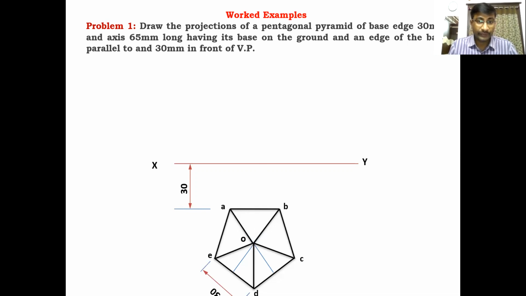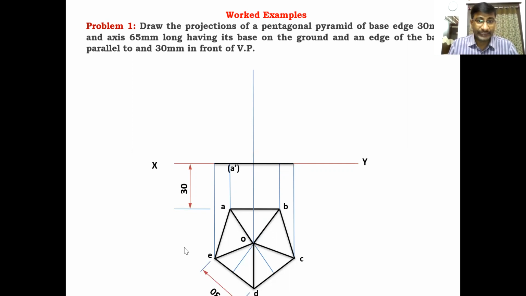After getting the points, draw the projectors from each point: A, B, C, D, E. The projector coming from the apex point will be extended up to 65 mm from the XY line. Clear? So this is the base of the pentagonal pyramid. The base of the pentagonal pyramid looks like a line in the front view.